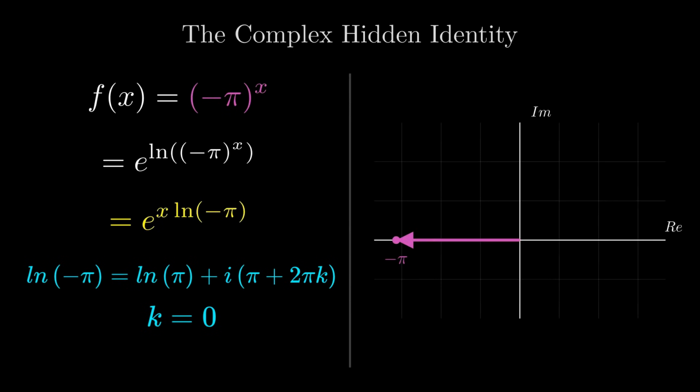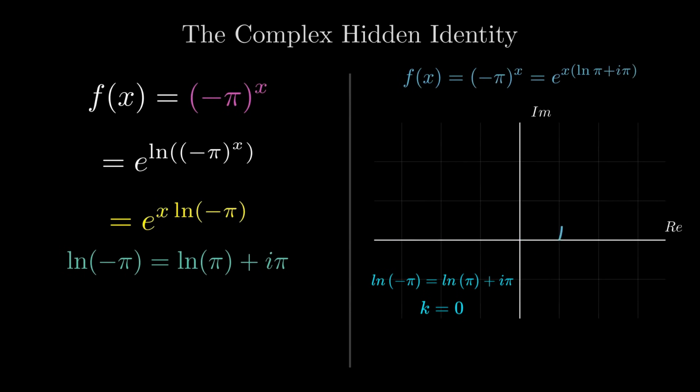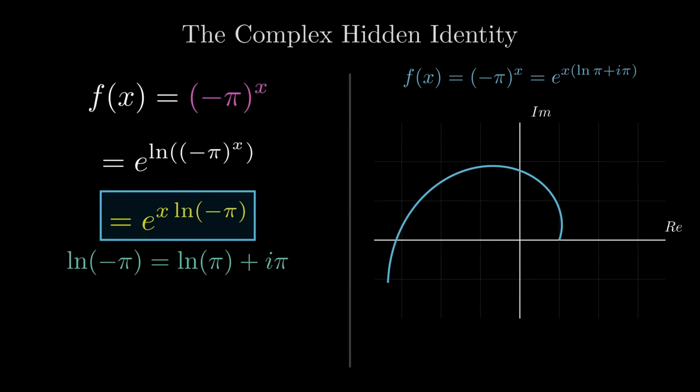But to get a single consistent curve, a branch must be chosen. On the principal branch, k is 0, so the function becomes e to the power of x times (natural log of pi plus i pi). That means it grows in size while also rotating. And that's why the curve turns into a spiral, not a real curve at all, but a complex motion hiding behind the glitch. Now the derivative can be computed cleanly.